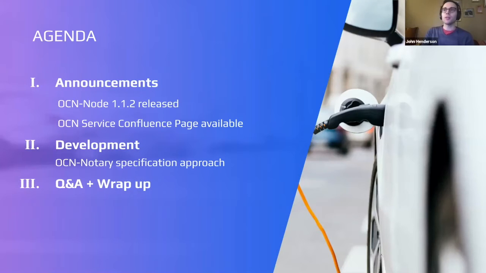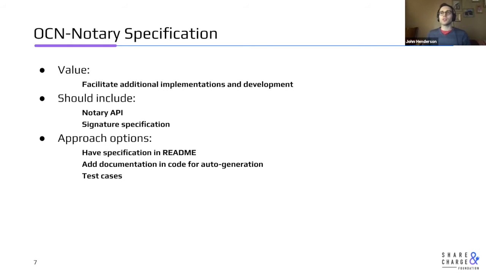That quickly covers the announcements, and then on to the development topic of the OCN Notary specification. This is something that a member in the community channel brought up. He was looking to use the OCN Notary in a .NET C# environment, and he was wondering if we had a specification for the OCN Notary that he could use, presumably to either implement an OCN Notary with C# or otherwise create an OCN signature that conformed to the specification.